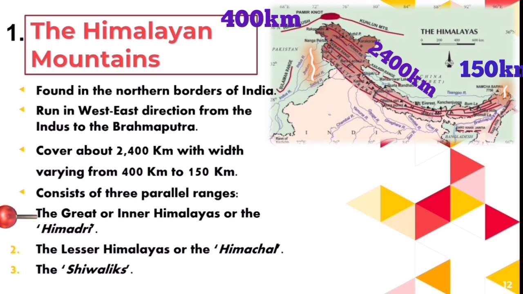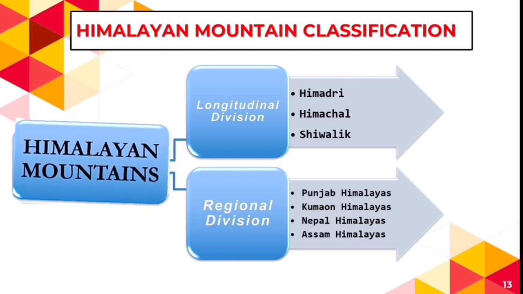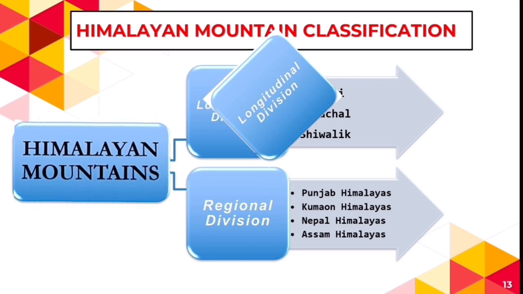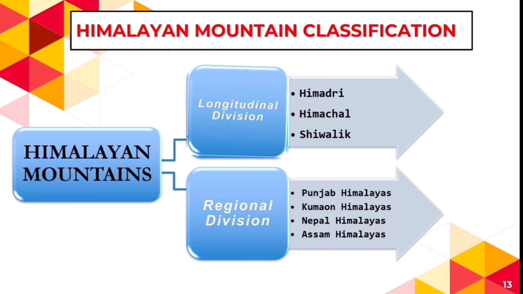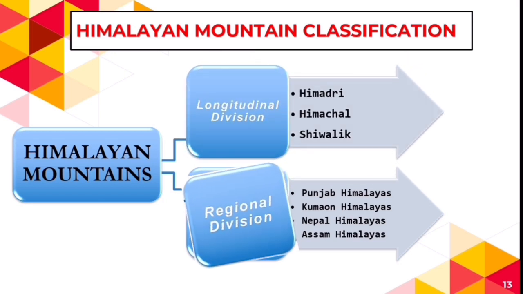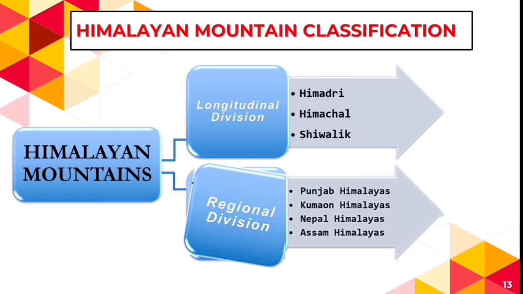The Himalayan mountains can be further classified on the basis of the longitudinal division into the Himadri, that is the northernmost range, Himachal, Lesser Himalayas and Shivalik as the outermost range. So let's have a classification. Himalayan mountains can be classified under two broad categories. One is the longitudinal division, the second one is the regional division. On the basis of the longitudinal division, it can be further classified into Himadri, Himachal and Shivalik range, while on the basis of regional division, it can be classified into Punjab Himalayas, Kumaon Himalayas, Nepal Himalayas and Assam Himalayas.